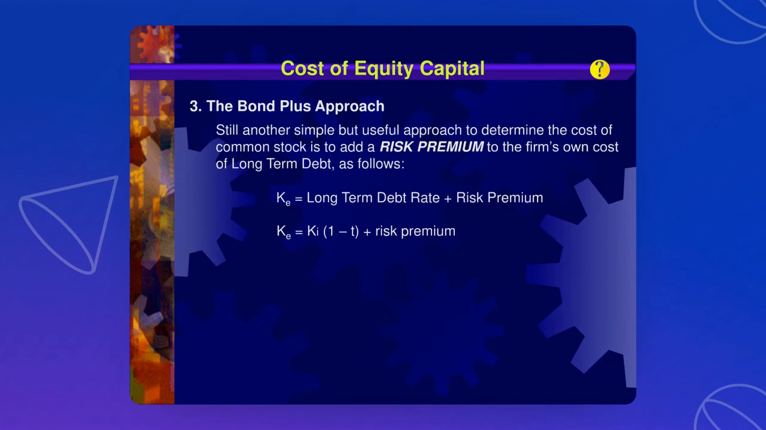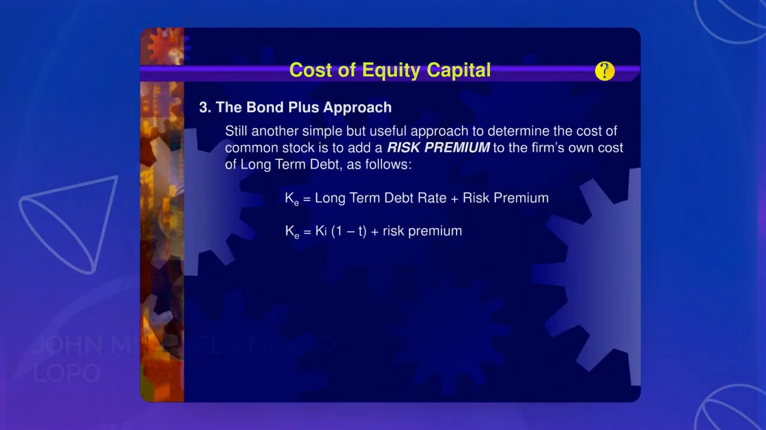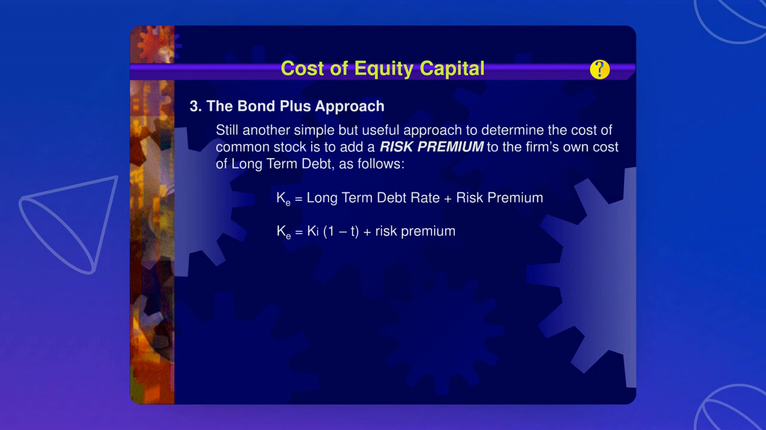Number 3 approach in the cost of equity capital is the bond plus approach. Now, how do we compute for the bond plus approach? Still another simple but useful approach to determine the cost of your common stock is to add a risk premium to the firm's own long-term debt. This is computed as KE is equal to long-term debt rate plus your risk premium. Please take note that your cost of debt should be net of tax. So KE is equal to the long-term debt rate times 1 minus T, and you add your risk premium.